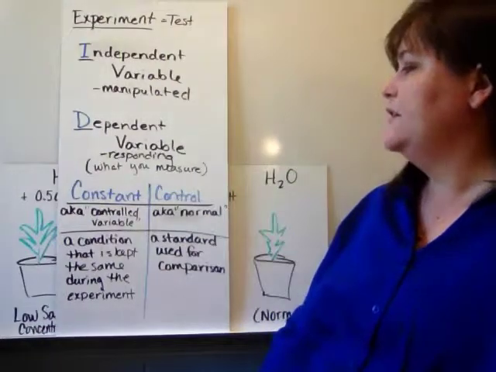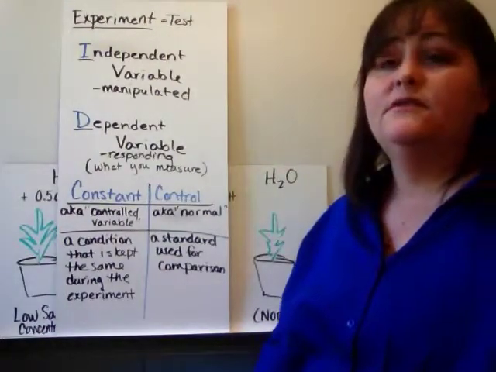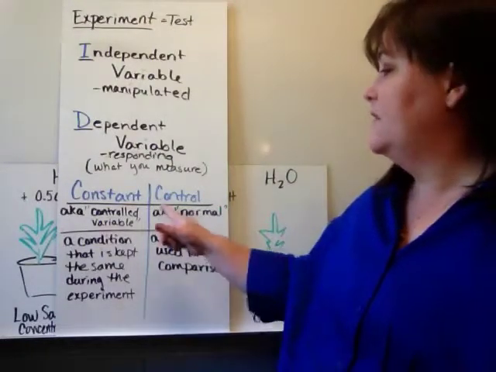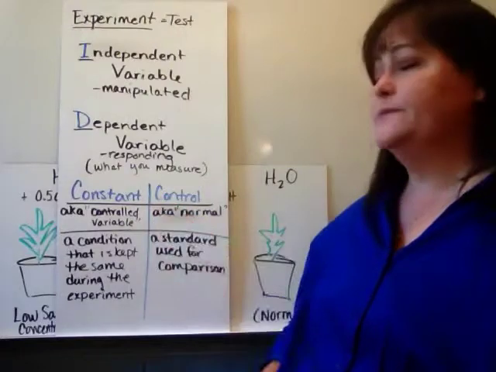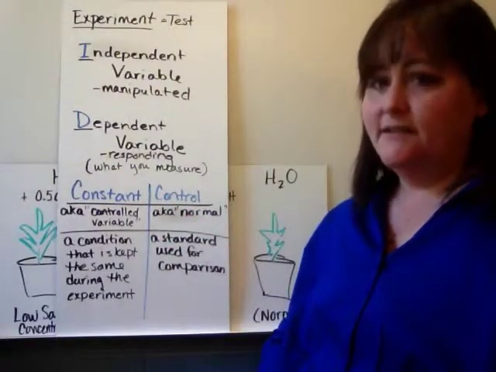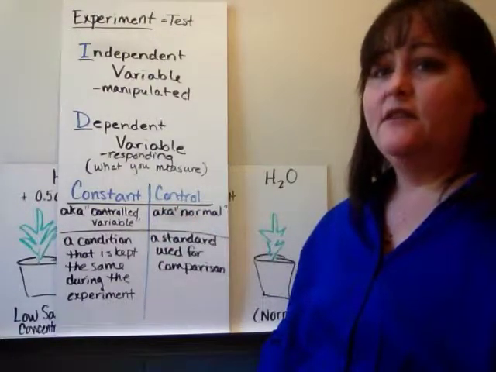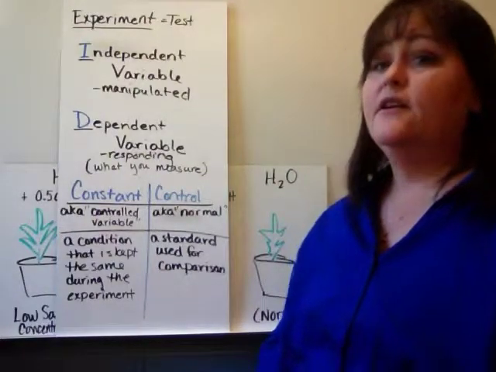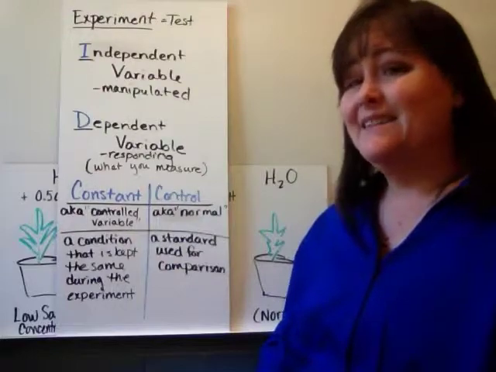Now, the two things that are most confusing in the scientific method are something called the constant and the control. The constant is something that in the past your teachers might have called the controlled variable. A controlled variable is not the same thing as a control.